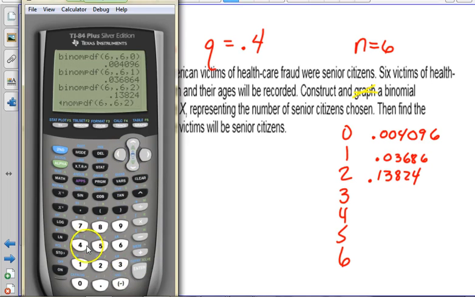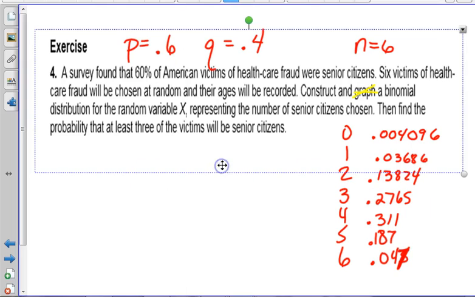Anybody start at the other end and have numbers to read me yet? Excellent. Let me get 3 in here. 0.2765. Okay. I don't care how many places. Go ahead. Okay. Now it says thank you.